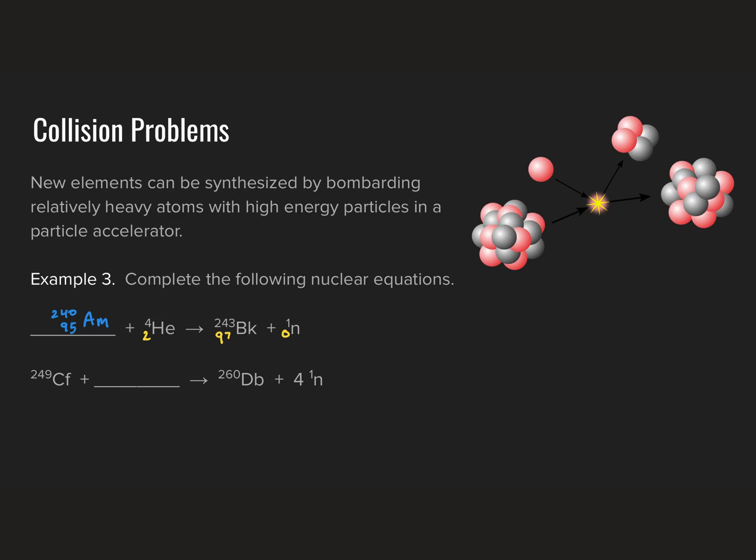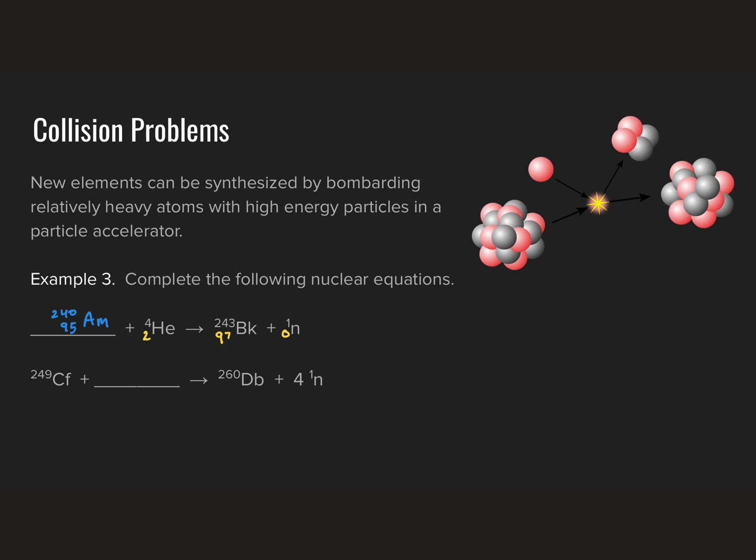Same logic we can apply for the second example here. And this time we're looking for the smaller particle that's colliding with here our isotope of californium-249, resulting in the formation of dubnium-260 and 4 neutrons in this system. So, just like before, let's fill in all of the information we can, and then we'll go ahead and solve for the missing particle. So looking up on my periodic table, I find again in the actinide series, the element californium right after its neighbor there, berkelium.